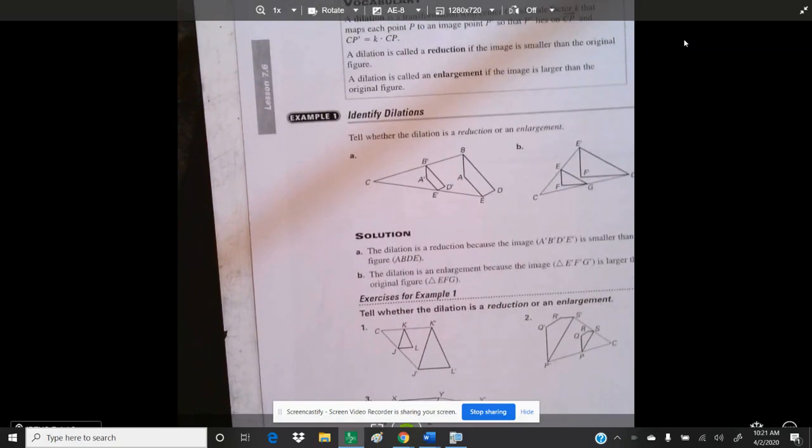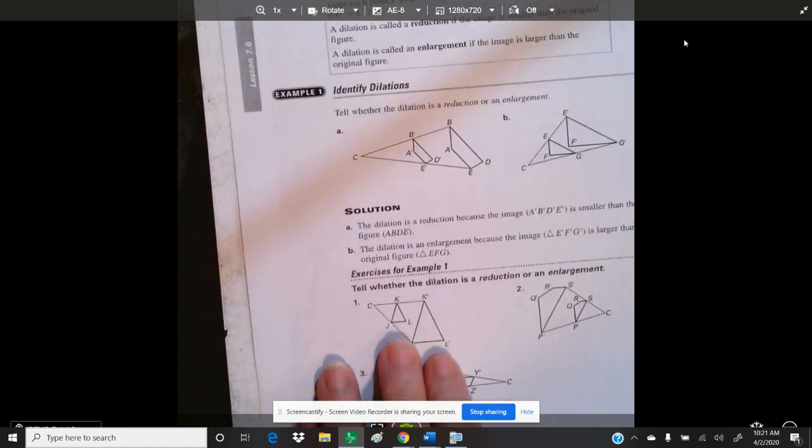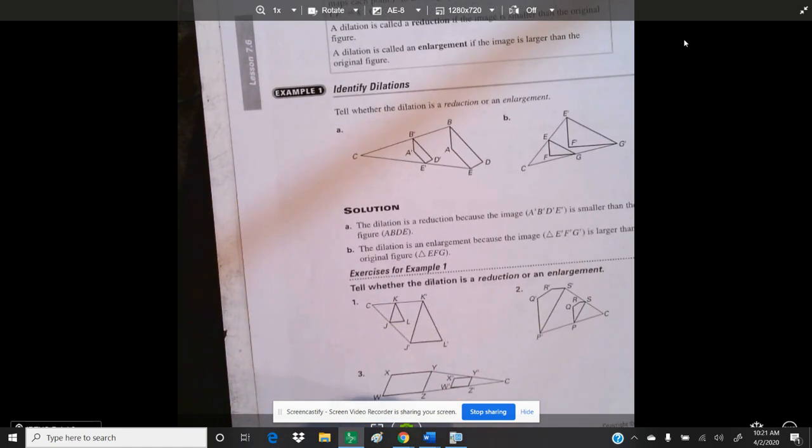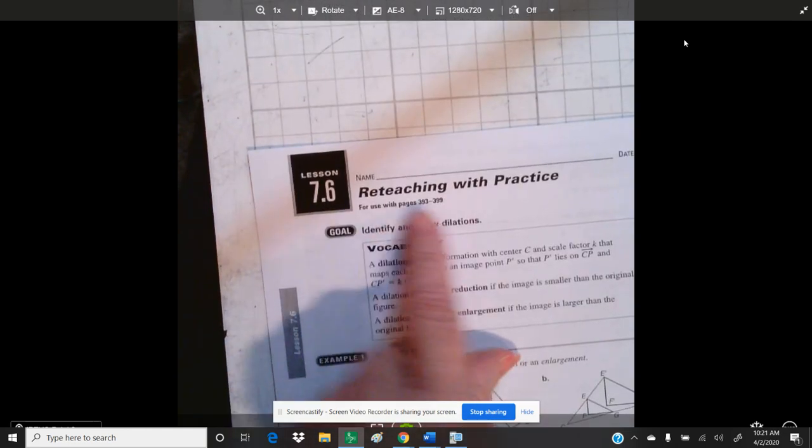Just a couple of small things. You did a nice job on this homework, by the way. Just a couple of quick things I want to go over with you. So here is 7.6 Reteaching with Practice, which is the one you did.